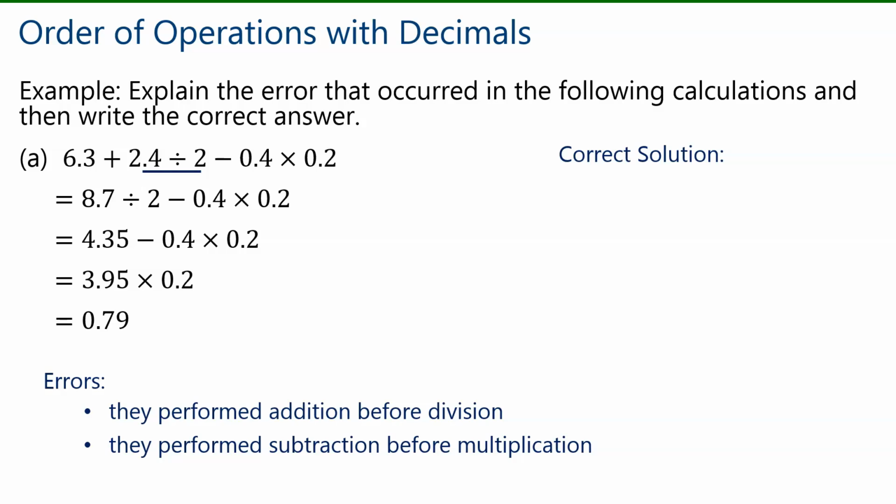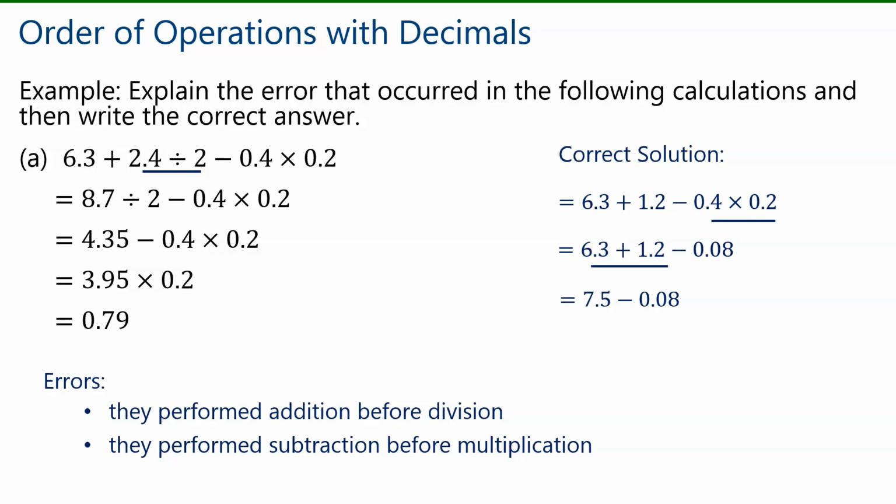So we'll start with the division, as I mentioned earlier. 2.4 divided by 2 is 1.2. Now you always have to write out the numbers in the order that they appear left to right. 6.3 plus, and then 1.2 minus 0.4 times 0.2. Now we have addition, subtraction, multiplication. We'll do multiplication next. So if I put that in the calculator, I get 0.08. Next we'll do addition because that appears before the subtraction. So doing that is 7.5. And then lastly we'll subtract to give us an answer of 7.42.